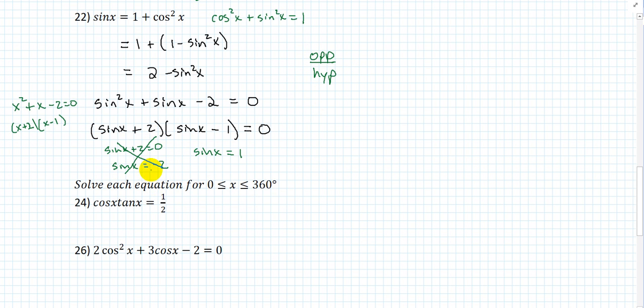It's not something that can work for us. So this is the only solution, because I can't have a fraction with the hypotenuse on the bottom where the opposite side would be bigger. That's the only way you could get negative 2.